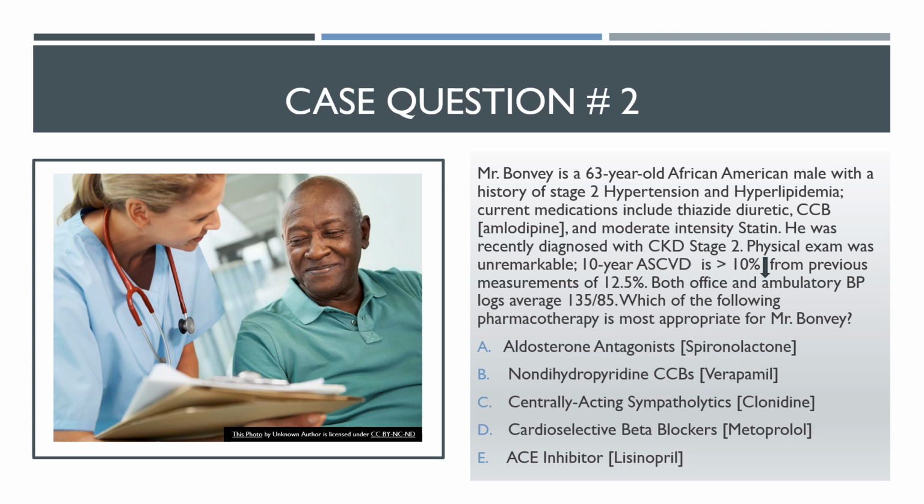Both office and ambulatory BP logs averaged 135/85. Which of the following pharmacotherapy is most appropriate for Mr. Bunvey? A. Aldosterone antagonists. B. Non-dihydropyridine calcium channel blockers. C. Centrally acting sympatholytics. D. Cardioselective beta blockers. E. ACE inhibitor, lisinopril.